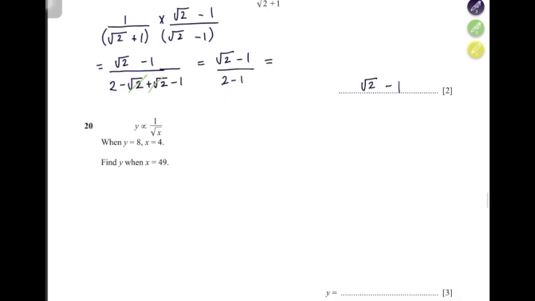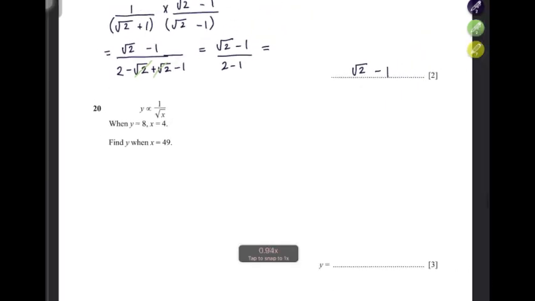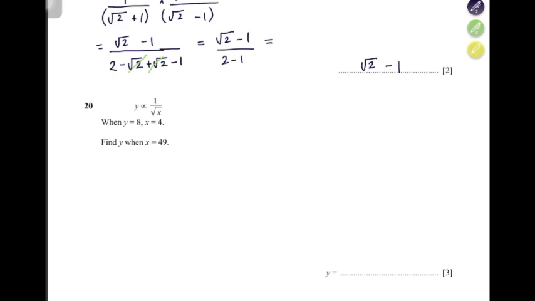Number 20. Y is directly proportional to 1 over square root x. When y equals 8, x is 4. Find y when x is 49. So in these questions, the first point is to find the constant. Y equals k over square root x. Let's try to find k. K equals y times square root x. Y is 8, square root x is 2, so this is going to be 8 times 2 equals 16.